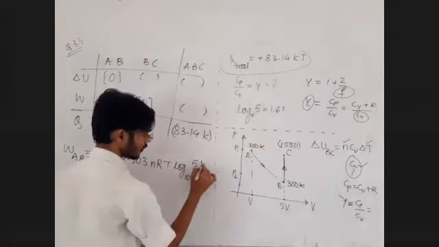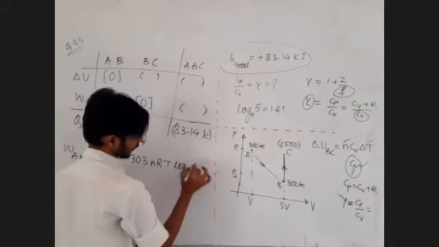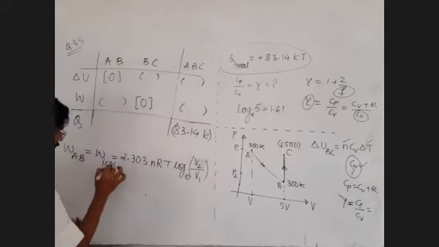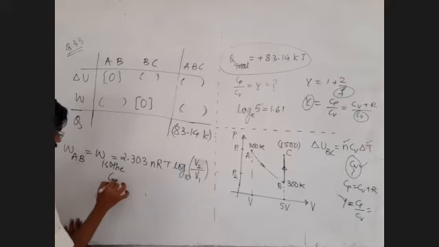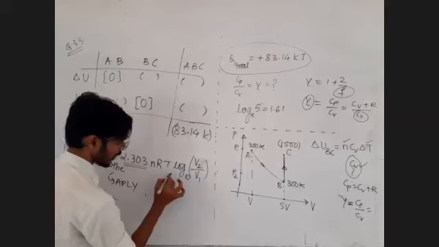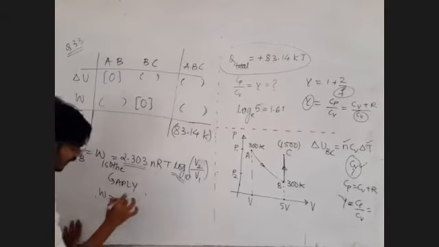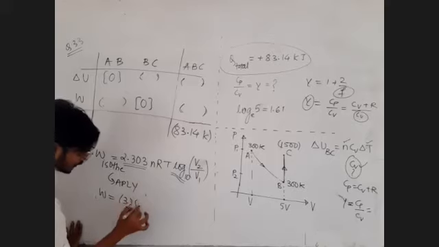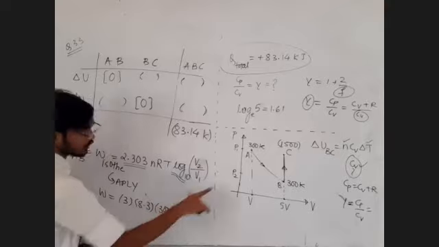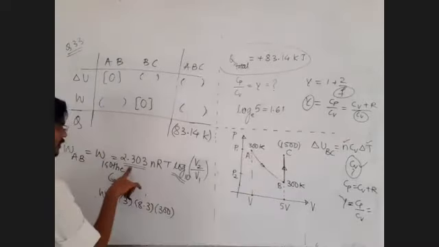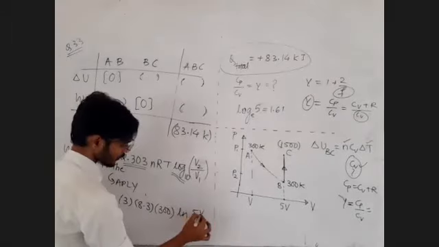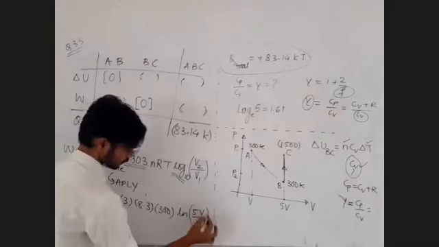Let's not write the values directly. V2 upon V1. First formula, then apply this formula. W is equal to 2.303 and log to the base 10 as ln. So n is 3, R is 8.3, T is what? Sir, T is 300 Kelvin. Isothermal process, temperature is 300 Kelvin. Sir, V2 is 5V. Sir, V1 is V.